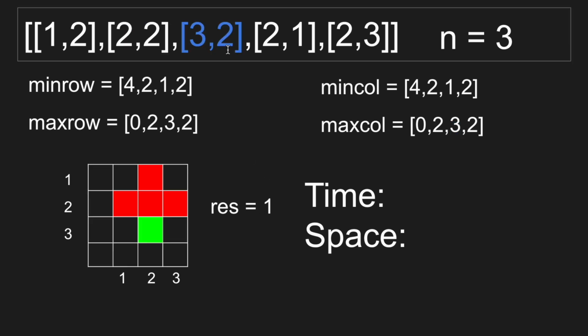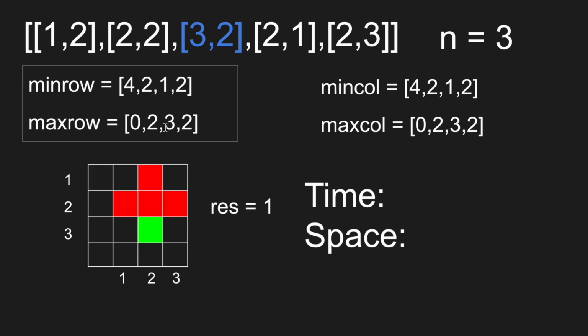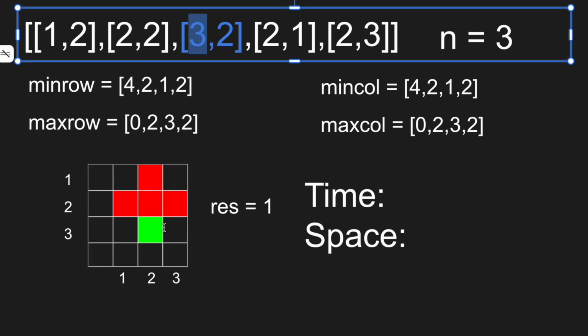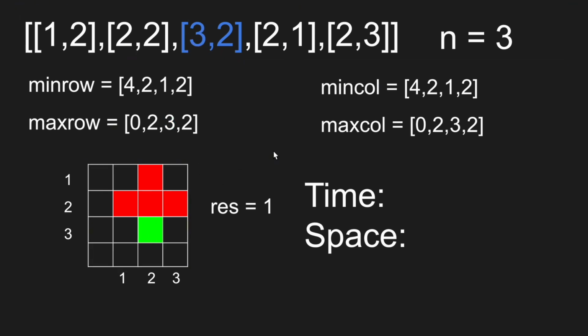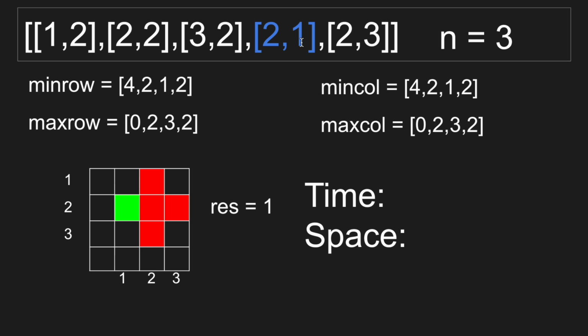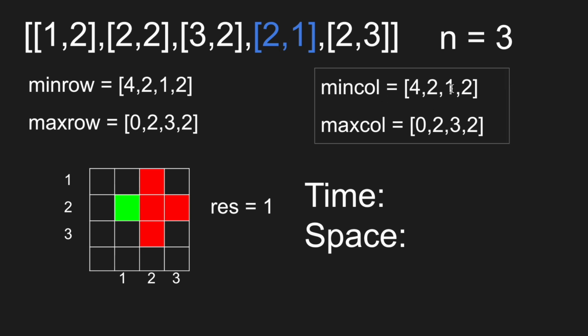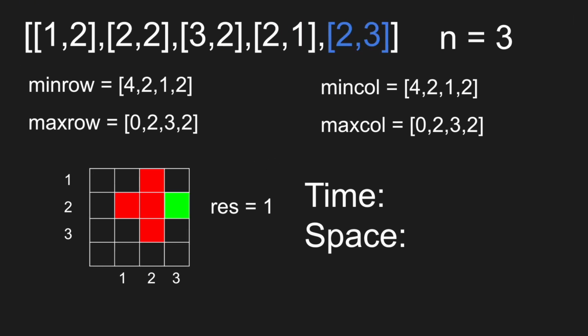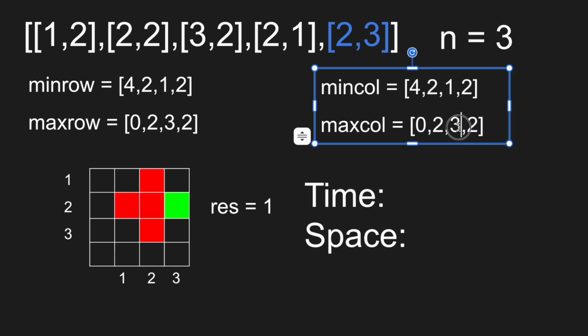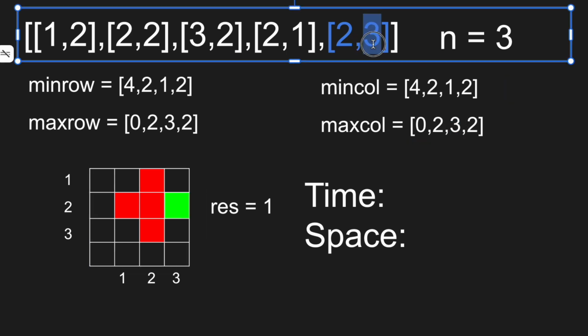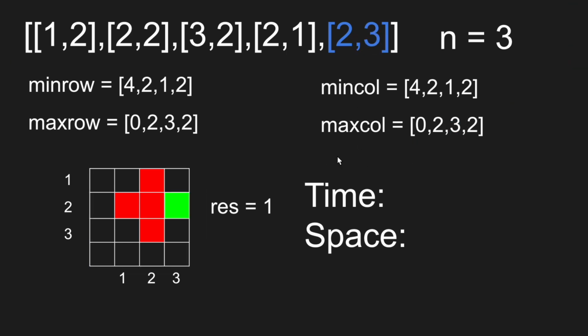We see that at column 2, the max row is equal to row 3, so this one is not covered. Move on to the next one. We see that at row 2, the minimum column is 1, which is equal to column 1, which implies that it's not covered. Move on to the next one. We see that at row 2, the maximum column is 3, and this is column 3, so that one is also not covered. So we can return the result as 1.